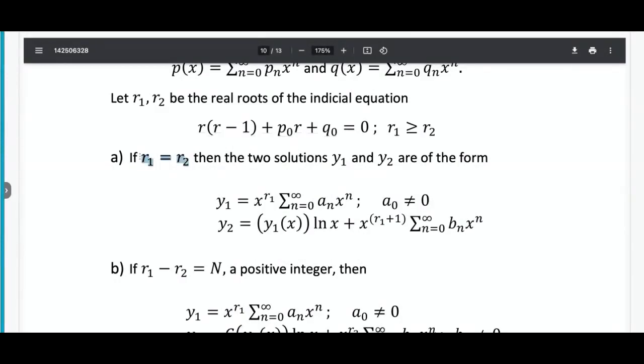So if R1 equals R2, then the two solutions are in this form. Y1 is such, and Y2 is this term with a different coefficient and the exponent plus just one more, right? Because x raised to R1 plus 1 plus n. So one more than this. So those two terms are quite similar, except for the coefficient. What's totally different is this one: log x times y1.